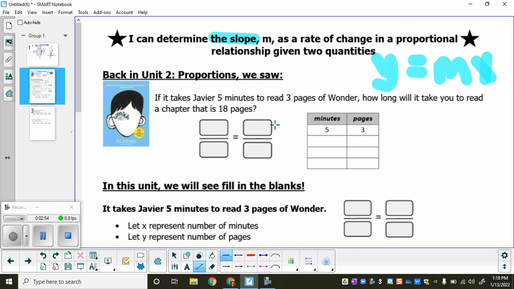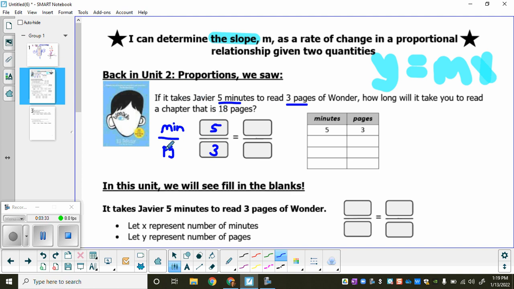Now I think we're ready to come back over here, all right? In our previous unit, we did see something that looked like this. We talked about problems where we needed to set up a proportion. So for example, if it takes him 5 minutes to read 3 pages of Wonder, I can put that in a table of values, and I can use this ratio over here. I'm going to put minutes up top. We'll put pages next, just because it came second in the problem. And we're saying that it takes him 5 minutes to read 3 pages. The problem goes on to ask, how long will it take Javier to read a chapter that is 18 pages?